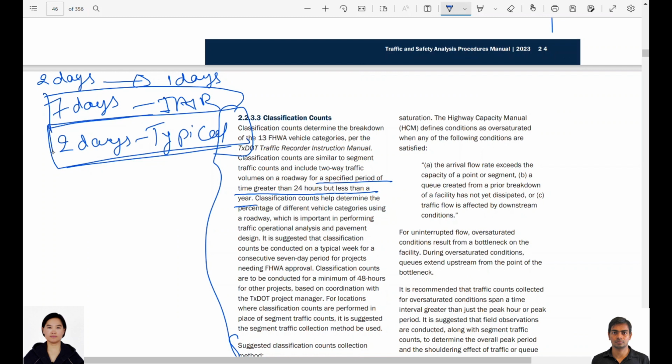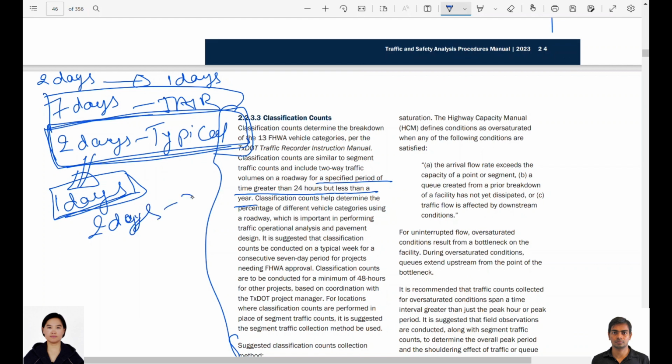2 days has always been the recommendation, but because of budget constraints we have seen 1 day of data collection. So we'll see whether 1 day changes to 2 days, and for IAJR 2 days changes to 7 days. So for several projects, traditionally we have had 1 day of class count and 2 days for IAJR. Now the recommendation is to collect 2 days for a typical project and 7 days for IAJR.